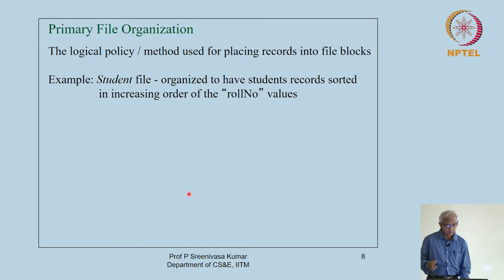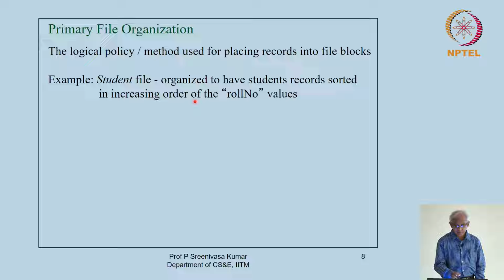Let's look at, for example, a student file. We might want to organize this file as a sorted file in increasing order of the roll number values. We know that roll number is a key for the student records. So we might take a logical policy here of organizing these records of the students in increasing order of the roll number values. So this is an example file organization. This is a sorted file because the records are in increasing order of the roll number values.